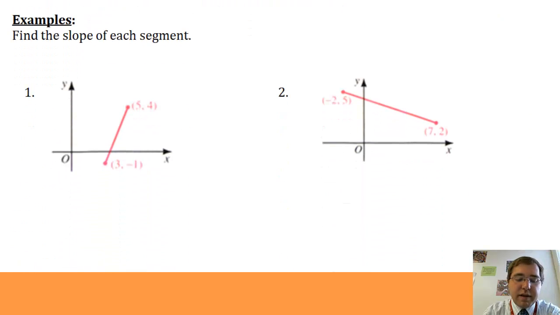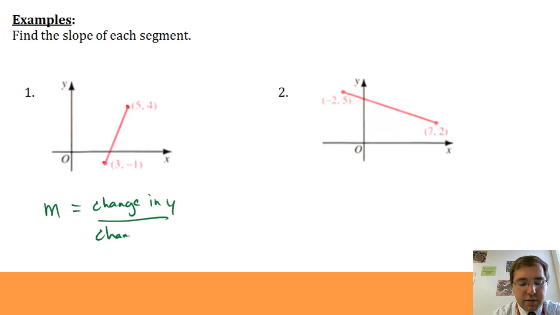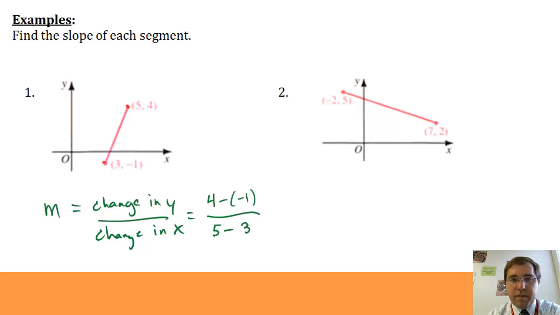So here's some examples. Let's find the slope of each segment. In the first one, I've got the point 5, 4 and the point 3, negative 1. So to find the slope, which we usually label with m, I'm going to take the change in y over the change in x. Change in y is the difference in the y coordinates, 4 minus negative 1. Change in x is the difference in the x coordinates, 5 minus 3.